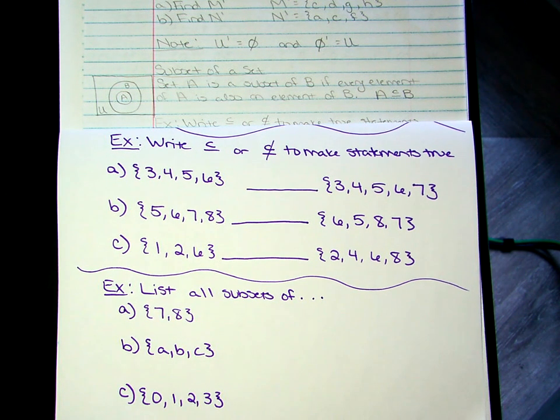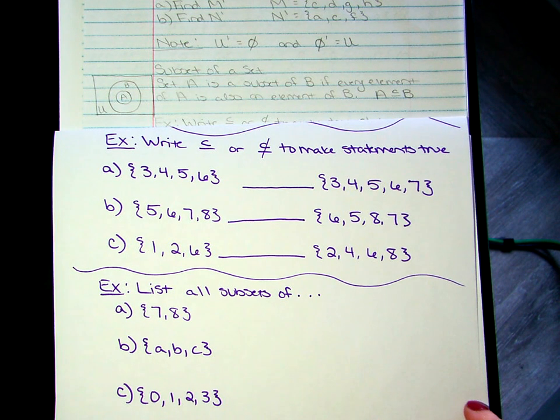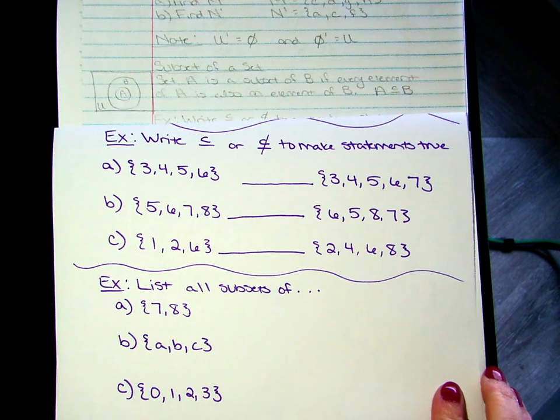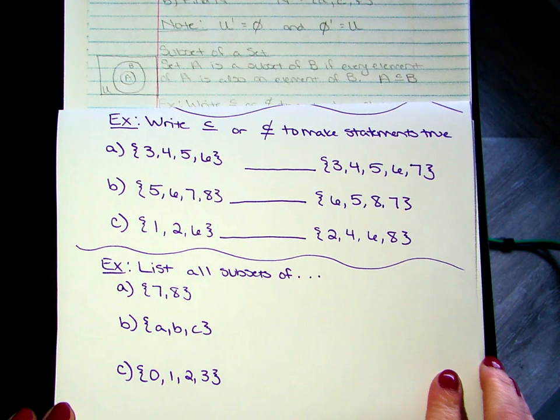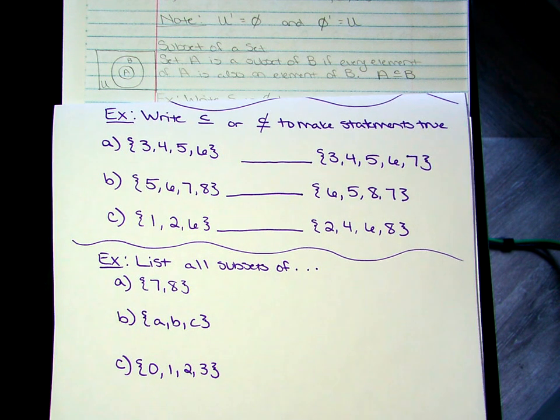So we're going to do 3 examples. But it looks like you're only going to get to see one at a time for a minute. There's only so much space over here. We're going to write either subset or not a subset to make these statements true. Whenever you see a slash through something, that means it negates it.